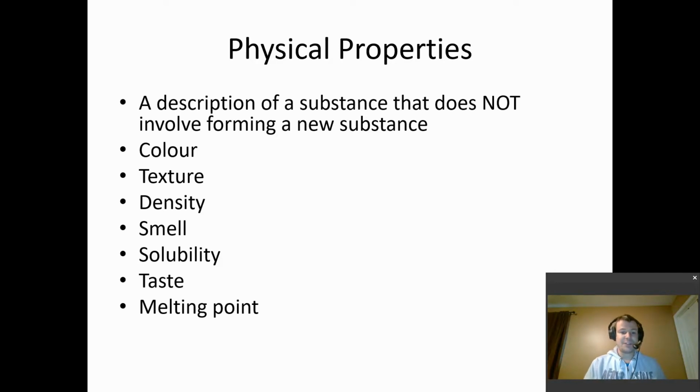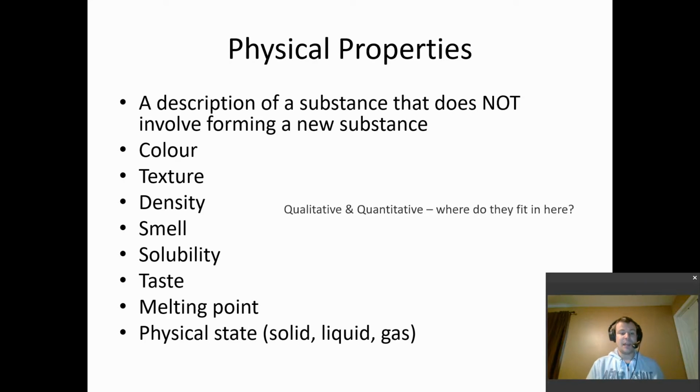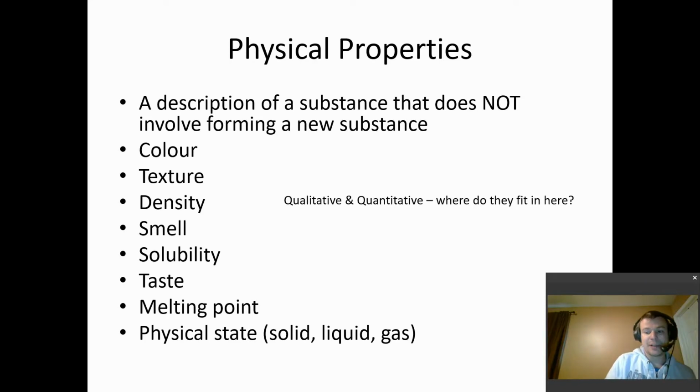Also, physical properties include things like what is the melting point? At what point will a solid turn into a liquid? So for water, that's 0 degrees Celsius. And you could also add boiling point to that. And also physical state. Is it a solid? Is it a liquid? Is it a gas? That is also a description of its physical properties.